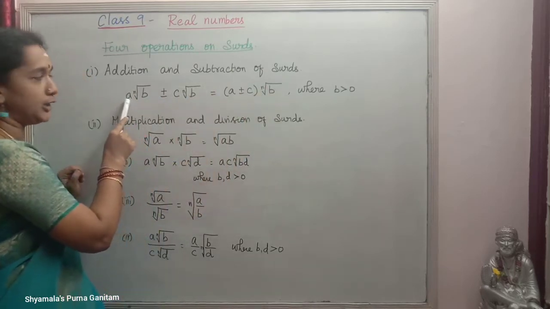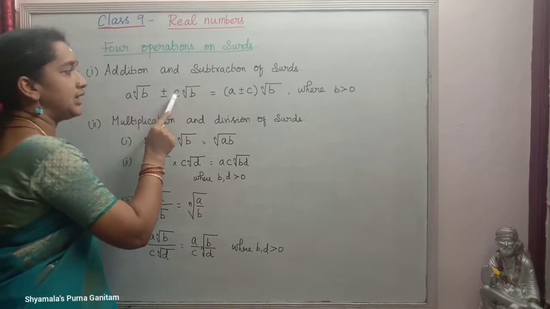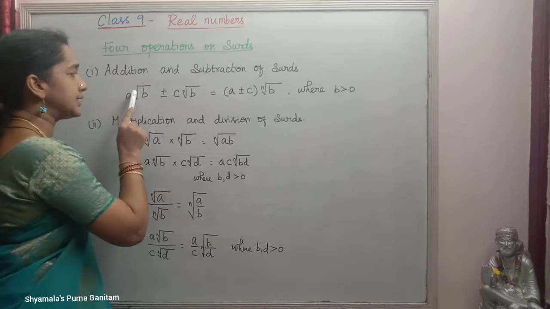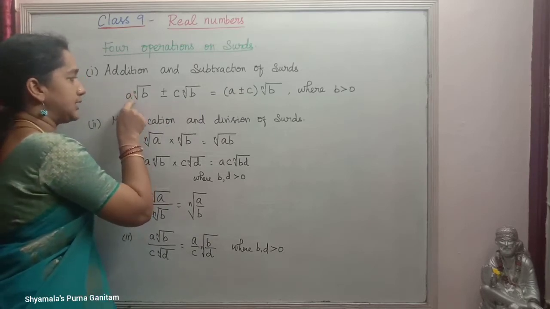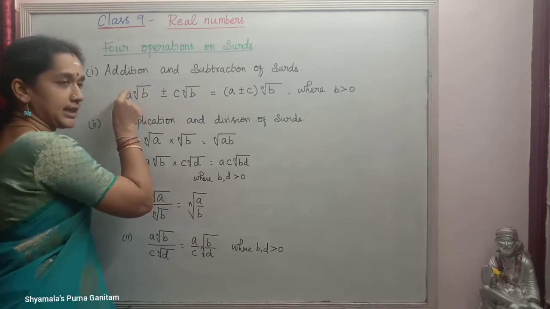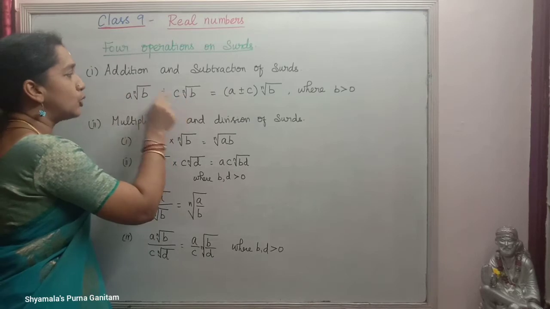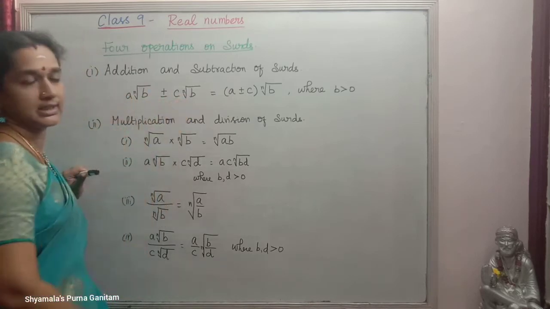So a into nth root of b plus or minus c into nth root of b is equal to... The main thing is this nth root, whatever root value it is: square root, cube root, fourth root, fifth root, like that. If this root is the same, we can add the coefficients.